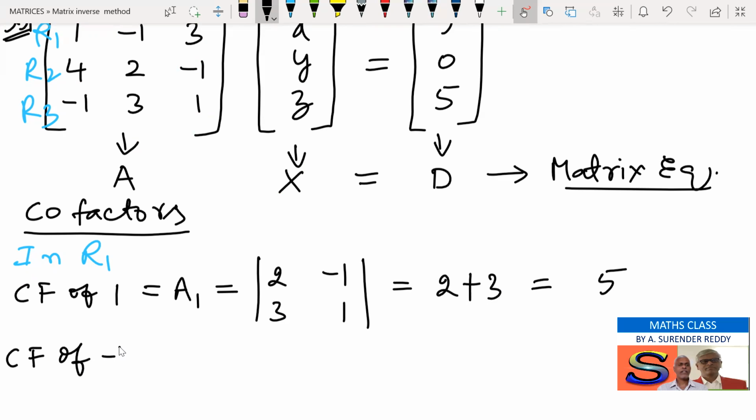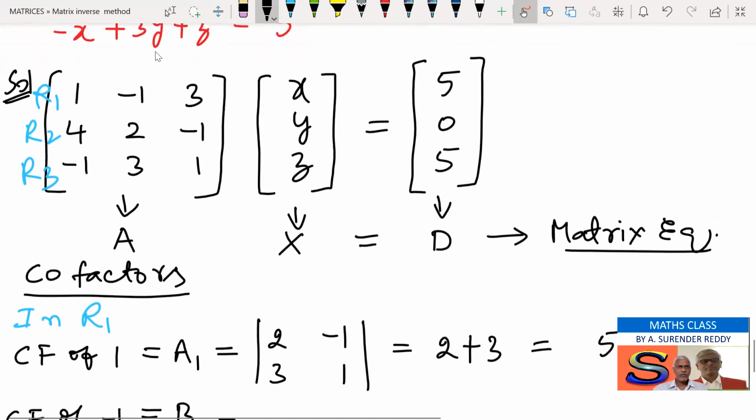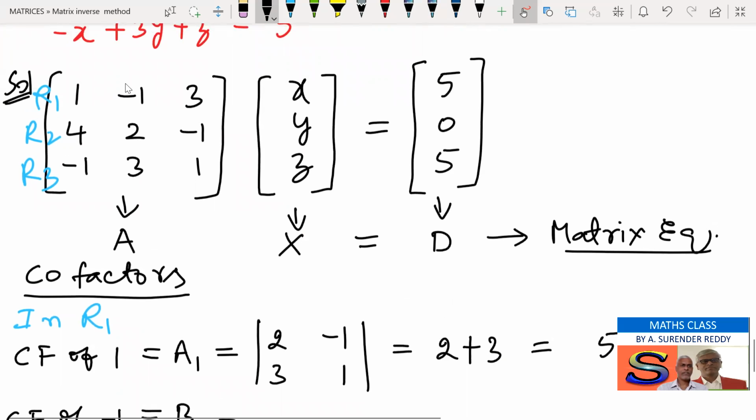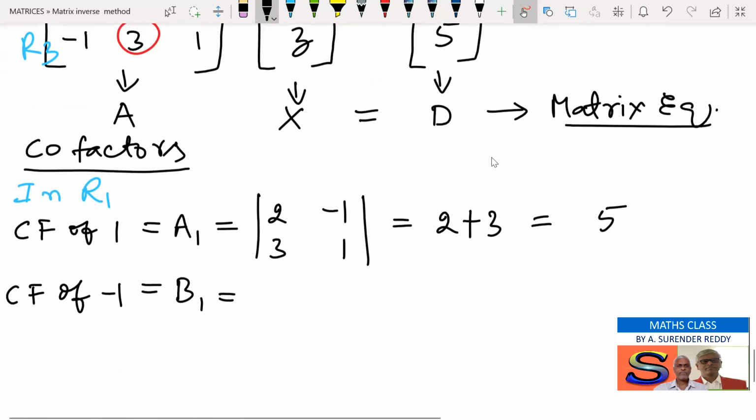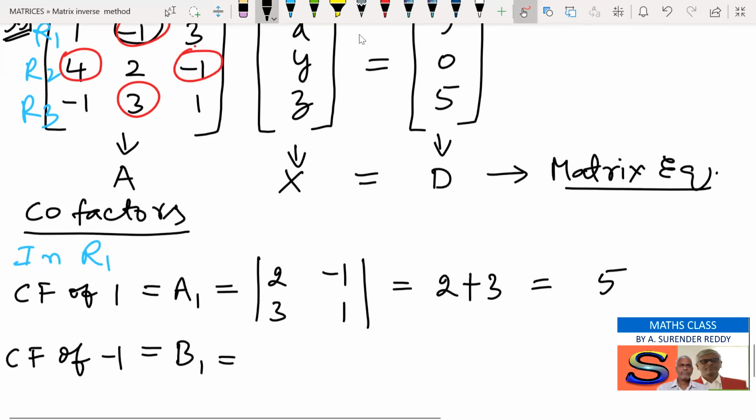So next, the cofactor of the second element, that is minus 1. For this one, we need to multiply with minus. For these 4 elements, we have to change the sign for the cofactor. So now multiply with minus.